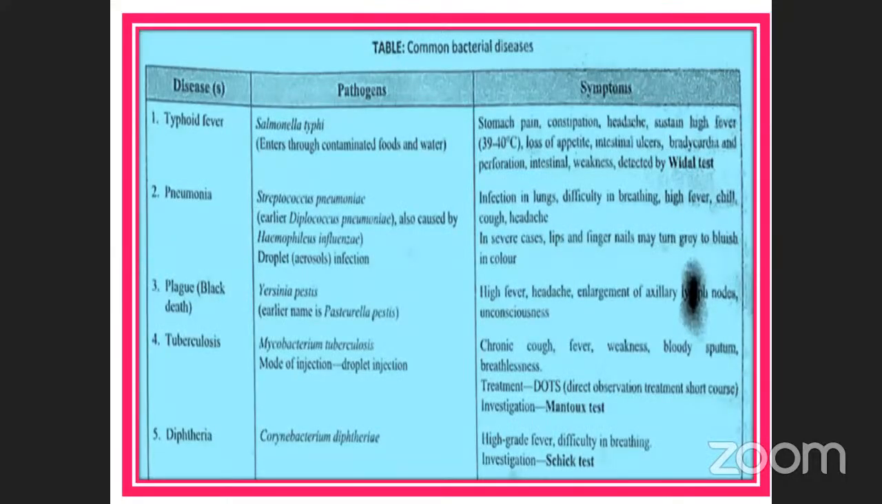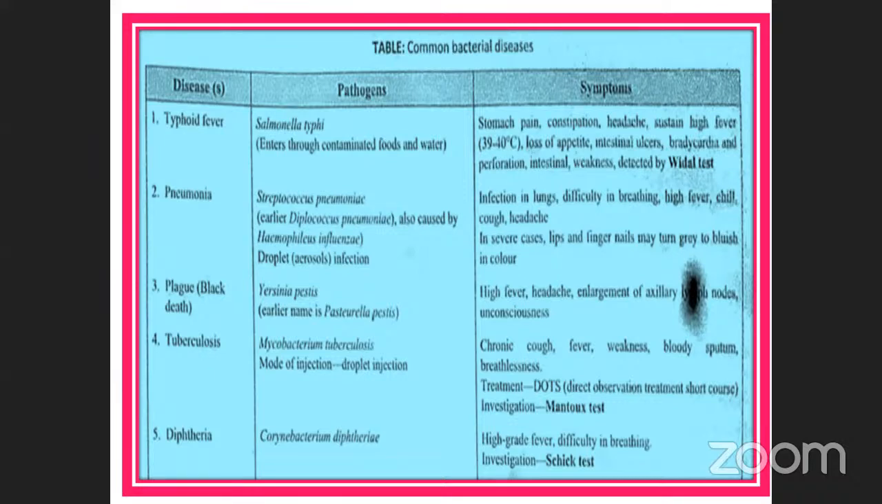See, the table here gives the common bacterial diseases. Typhoid fever. Typhoid is already in our world, but there are 4 types of typhoid bacteria. Salmonella typhi is the first one, entering through contaminated food and water. Salmonella typhi, here A, B, and O and H also. 4 types of bacteria are present, and 4 types of typhoid fever.